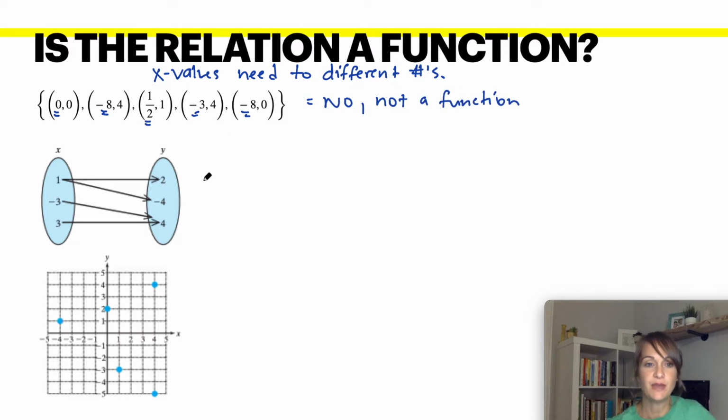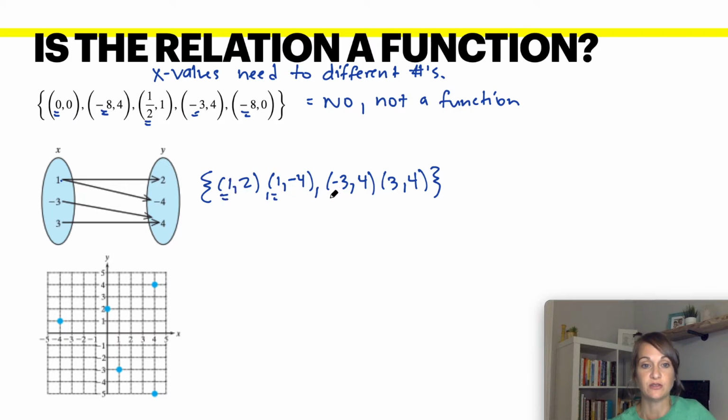For the mapping, the best way to do this is to go ahead and write out these coordinate points. So the coordinate points would be 1, 2, because this 1 maps to 2, and then this one also maps to a -4. This x value, -3, maps to 4, and then this x value of 3 also maps to 4. Now that you've written them as coordinate points, now you can look at your x values. Do any x values repeat? Yes. The 1 repeats, so therefore, no, it is not a function.